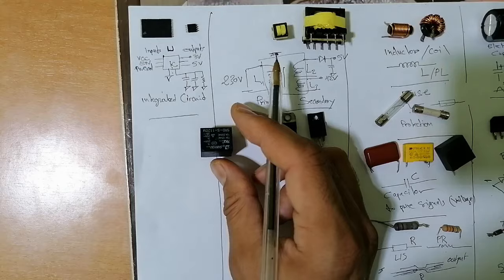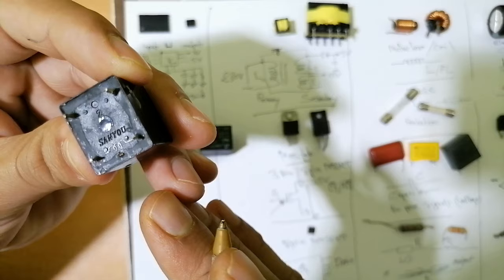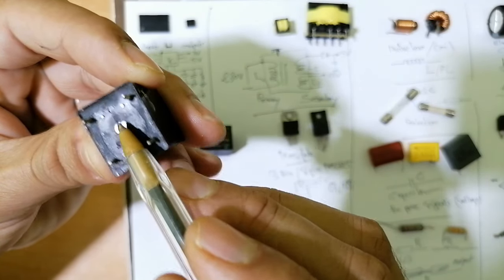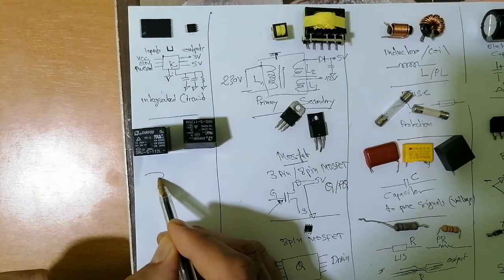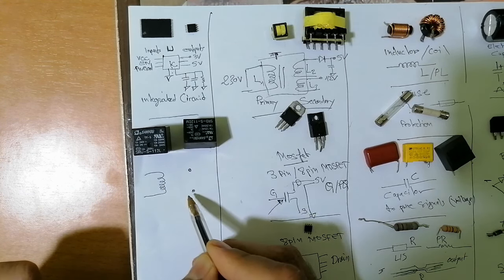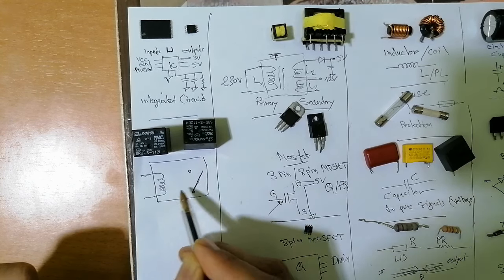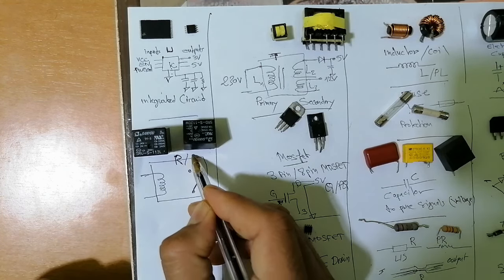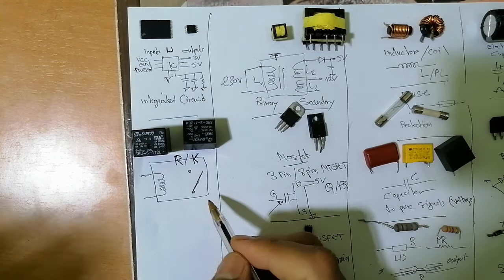Here we have the relay. The relay always contains an inductor and a switch inside it. This is the symbol for the relay. You will always find an inductor and a switch over here. Its reference is R or KEY. You will usually find that KEY means relay.